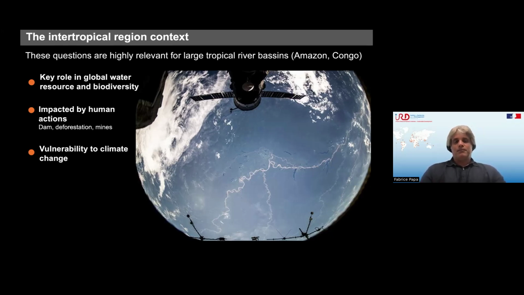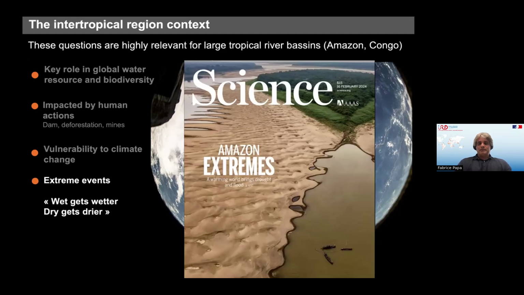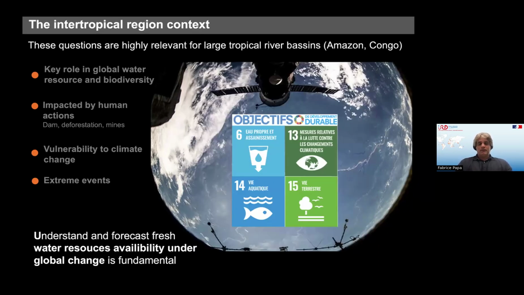The Amazon has been known for many transformations in the last decades due to dams, deforestation, and mines. And let's say that the Congo is a little bit more pristine, but is now experiencing such large changes because of its exploitation. These two basins are now vulnerable to climate change, and especially what we call extreme events, where Science made the front page of its magazine last year, showing that the Amazon is experiencing the fact that wet gets wetter and dry gets drier. So we go towards more extreme flooding and more extreme drought. Therefore, there is a need more than ever to understand and forecast freshwater resources, their availability, and how they will probably change under global change.